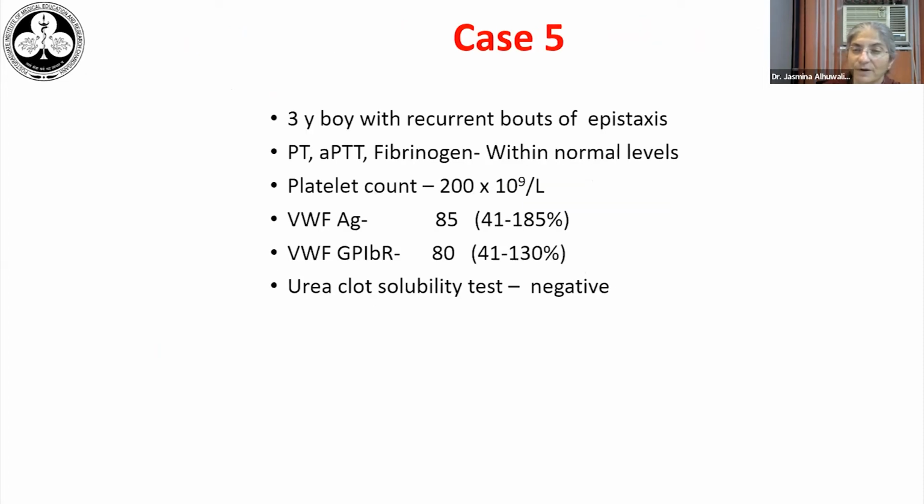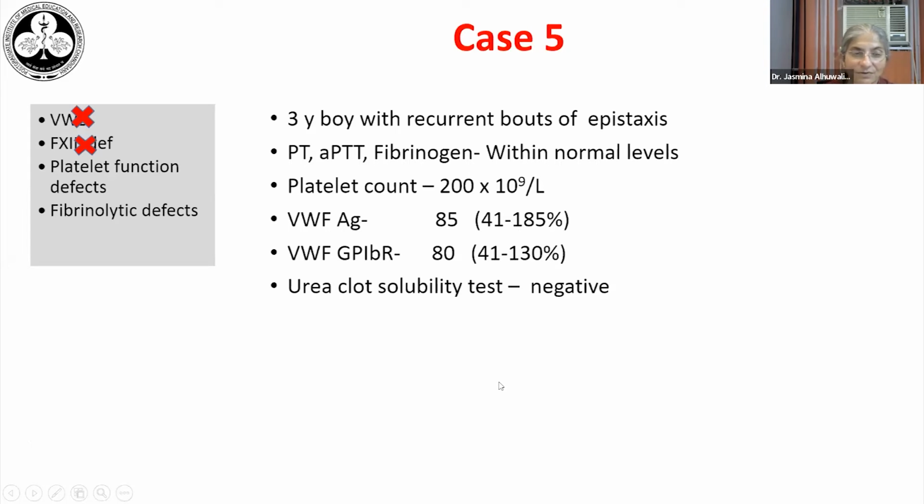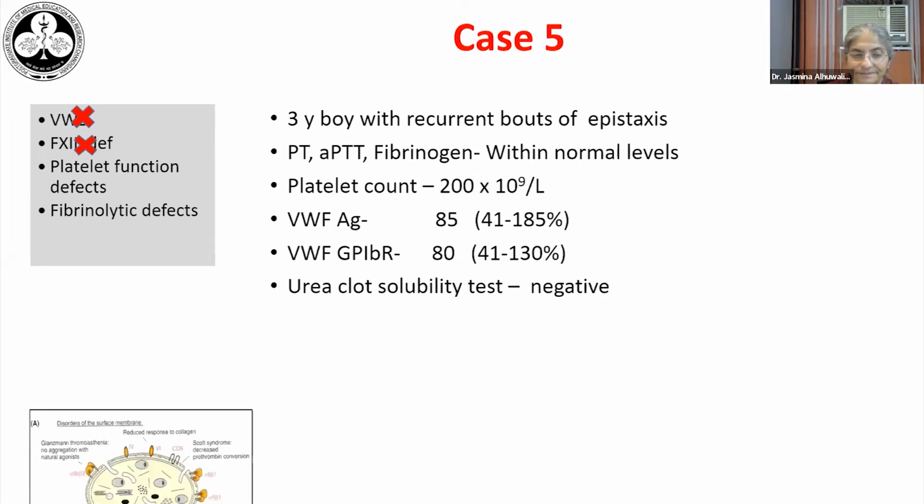A 3-year-old boy was brought with recurrent bouts of epistaxis. His coagulation screen was normal, the platelet count was normal, the von Willebrand panel was normal, and the urea clot solubility test was negative. So now in this patient, we need to look for either a platelet function disorder or a fibrinolytic defect. Fibrinolytic defects are relatively rare, so we look for the platelet function defects.